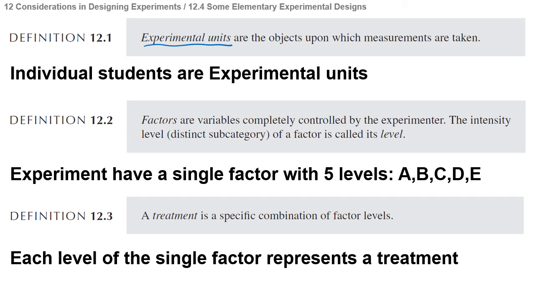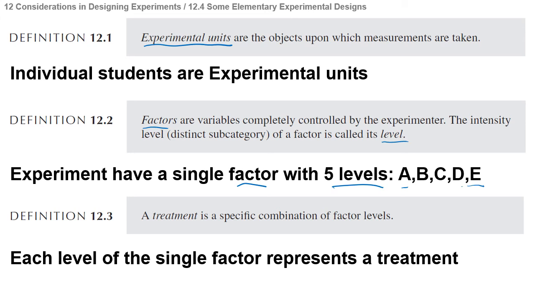Let's check the second definition. Definition 12.2: factors are variables completely controlled by the experimenter. The intensity level or distinct subcategory of a factor is called its level. So in the previous example, the experiment has a single factor with five levels, A, B, C, D, and E. Teaching technique is a factor with five levels.